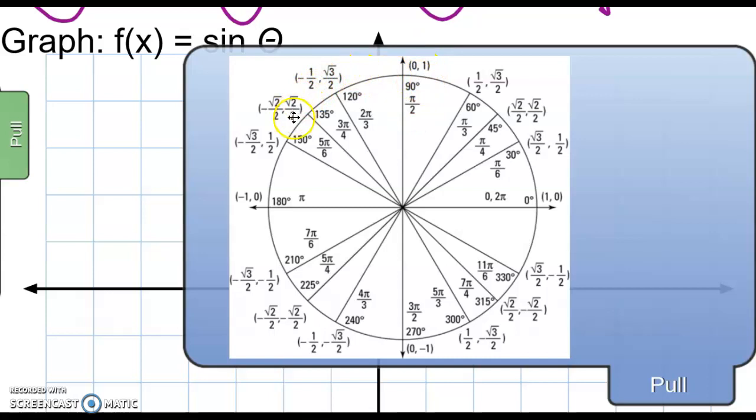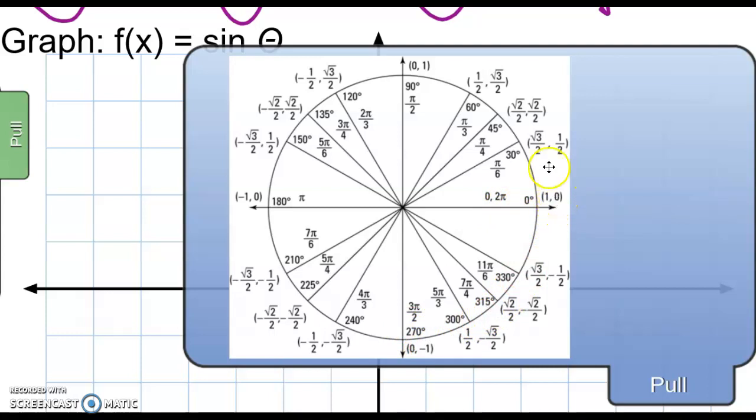The same thing happens here in quadrant 2, so the angle that we would graph next is 180 or pi. We get 0 again, and if we continue around our unit circle to 270, we get -1, and then back up to 2 pi, where we started at 0.